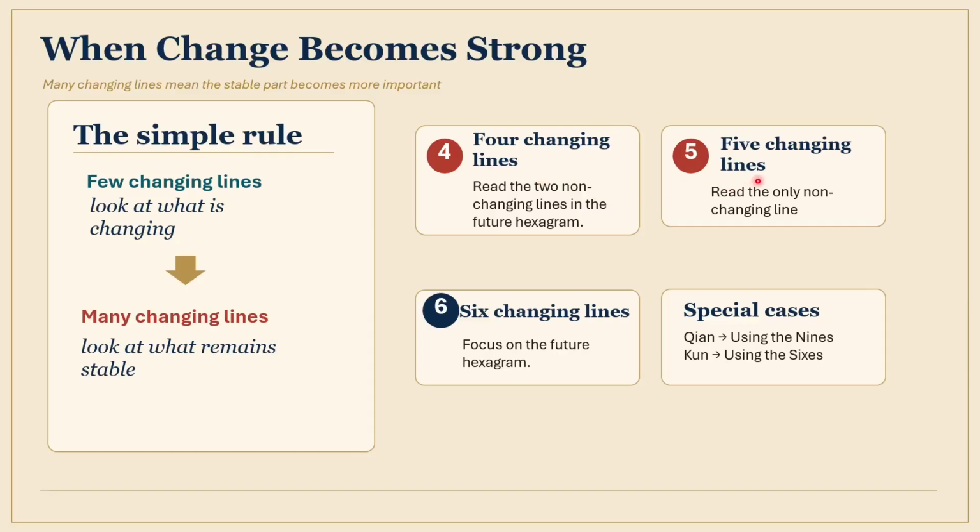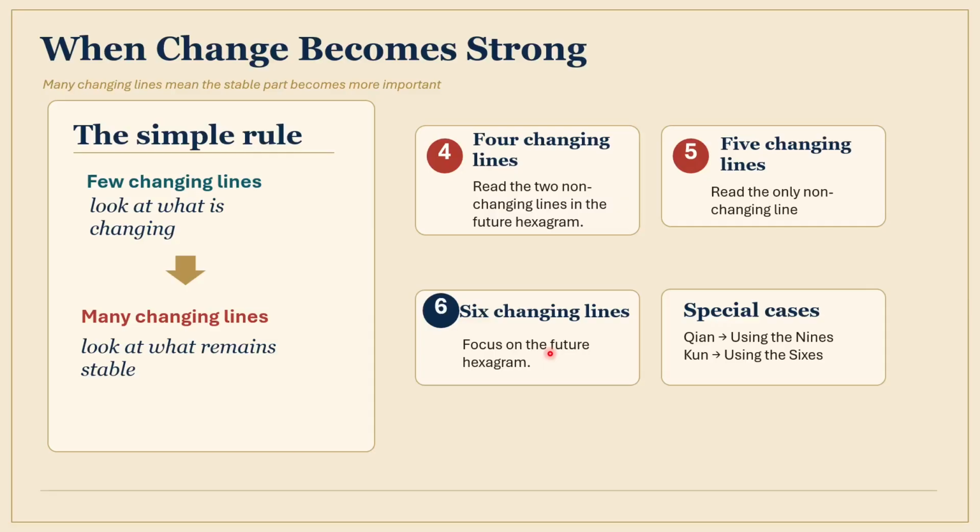If there are 5 changing lines, almost everything is changing, so we focus on the only line that doesn't change in the future hexagram. That one stable line becomes the core message. If all 6 lines are changing, then the whole hexagram is transforming. For qian, we read using the 9s, and for kun, we read using the 6. For other hexagrams, we usually focus more on the future hexagram because the original situation has almost completely changed.